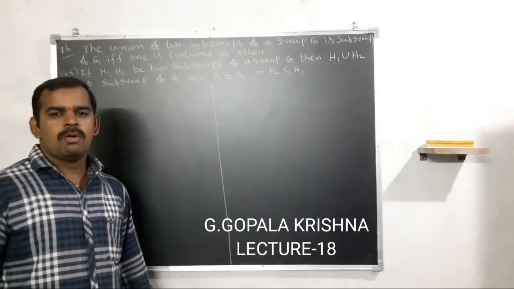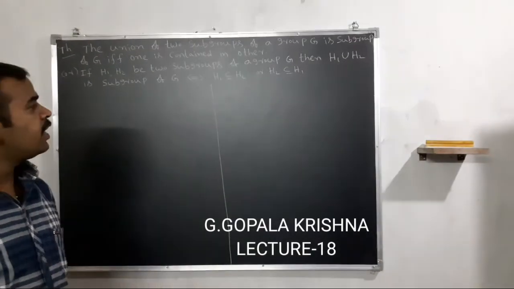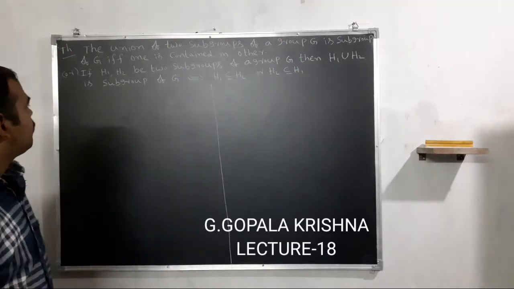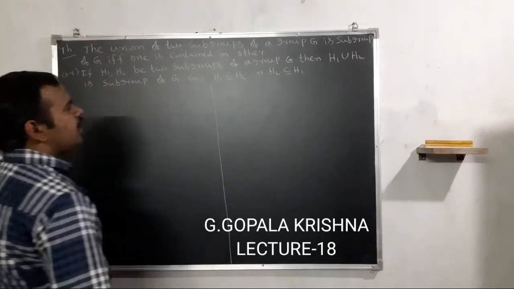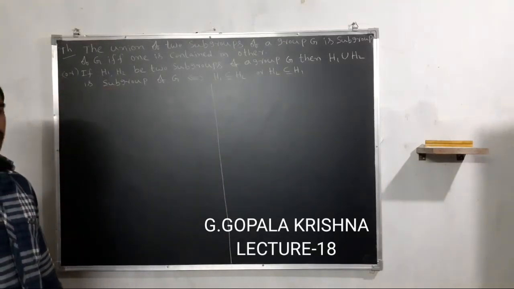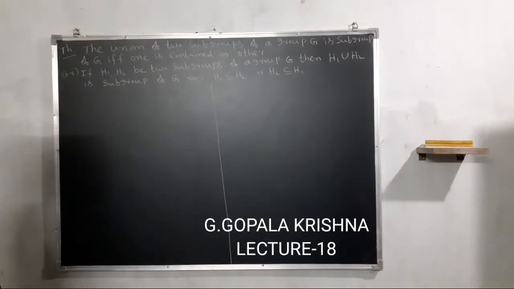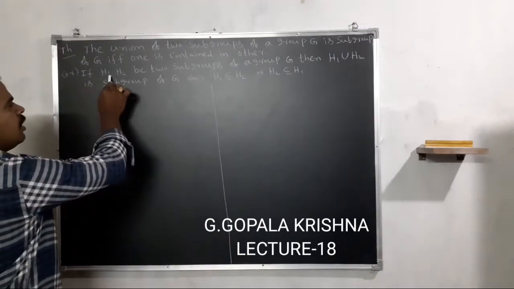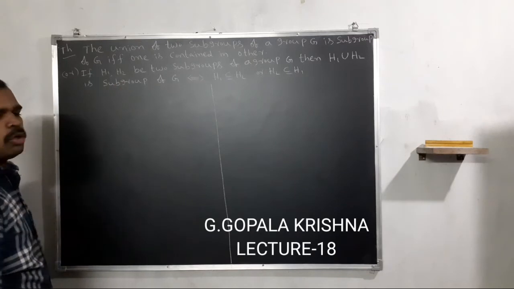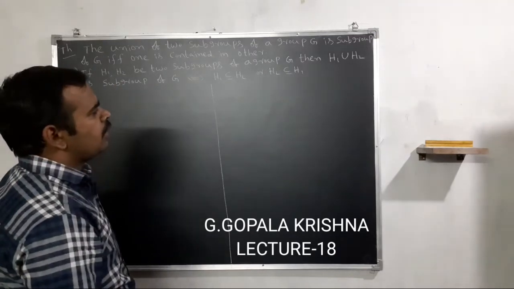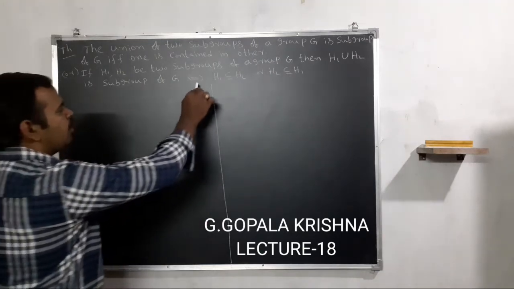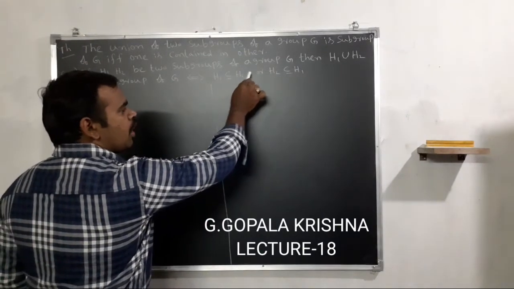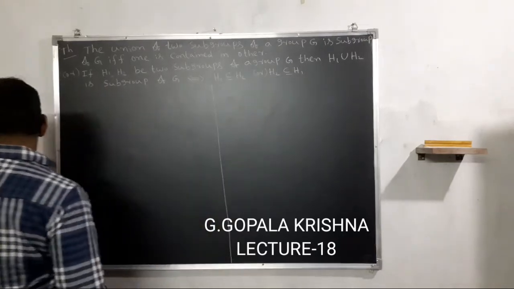Today we are discussing another theorem of subgroups. This is a very important theorem. Statement: The union of two subgroups of a group G is a subgroup of G if and only if one is contained in the other. Or, if H1, H2 are two subgroups of a group G, then H1 union H2 is a subgroup of G if and only if H1 is contained in H2 or H2 is contained in H1.